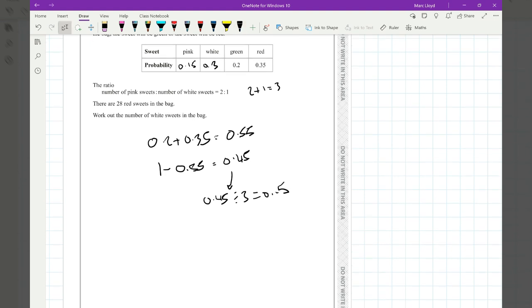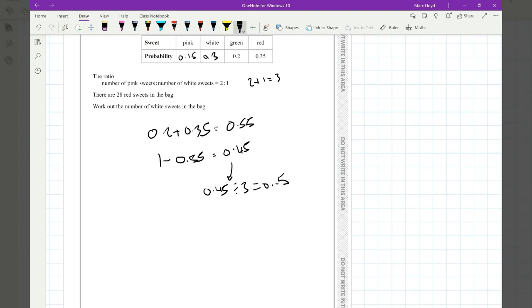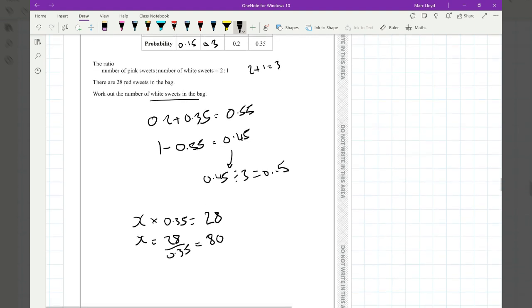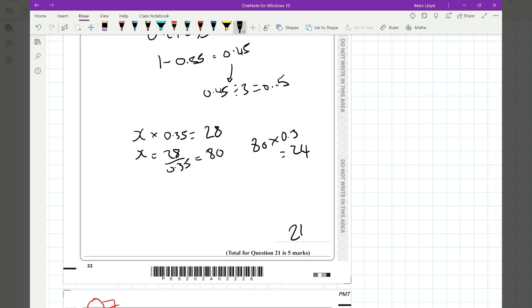Okay, now we've got those probabilities. We have an amount of sweets, and we'd multiply by 0.35 to work out how many red sweets there were, which is 28. So if I do 28 divided by 0.35, that's going to tell me how many sweets there are in the bag in total. 28 divided by 0.35 is 80. And then to work out the number of white sweets, it's going to be 80 times 0.3, because that's the probability of getting a white sweet, so it's 24 sweets.